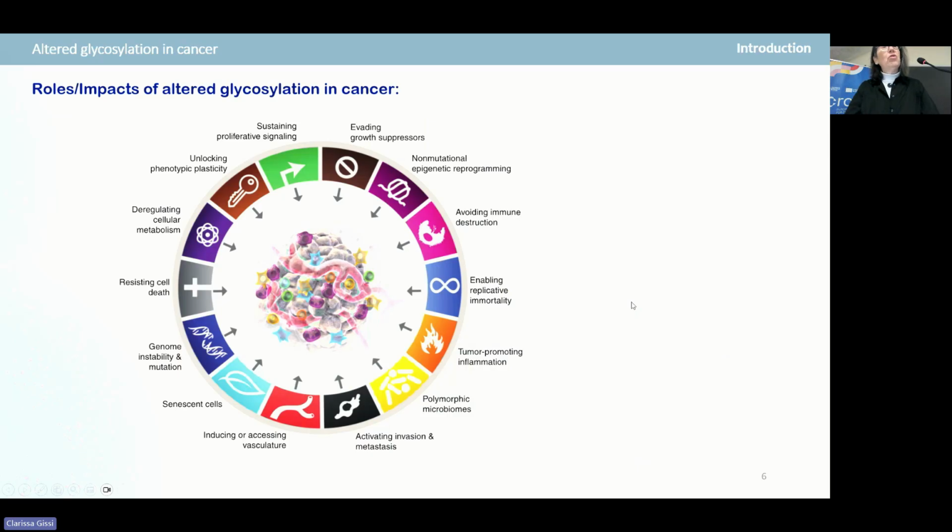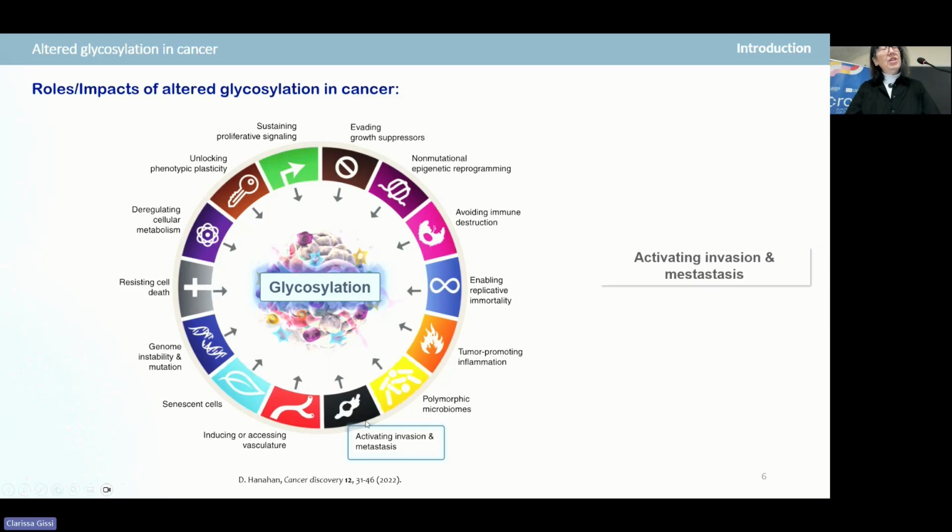The importance of these changes in the glycosylation pattern of tumor cells impacts all of these hallmarks of cancer cells. In particular, we will focus on the role of these changes in the invasion and metastasis process, in the activation of this process in tumor cells, and also in avoiding immunodestruction, in creating an immunosuppressive environment.